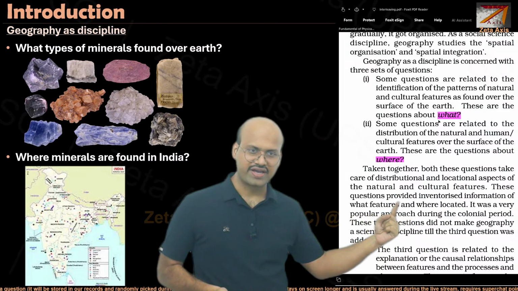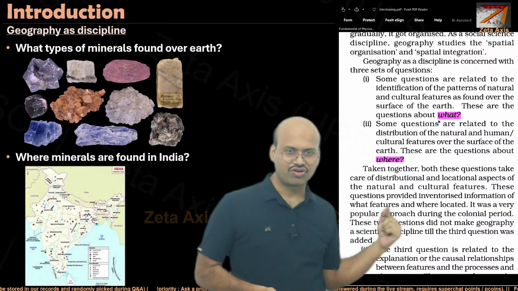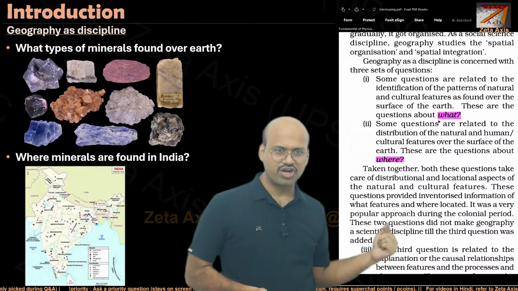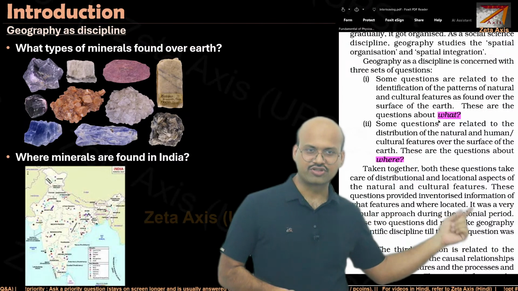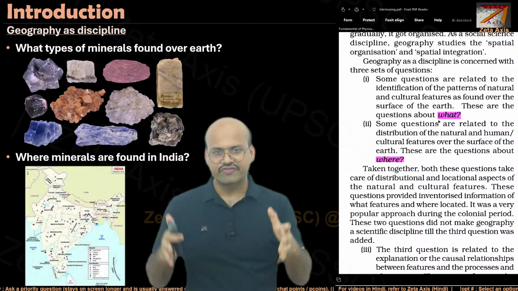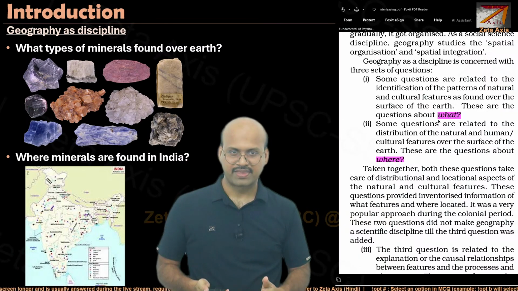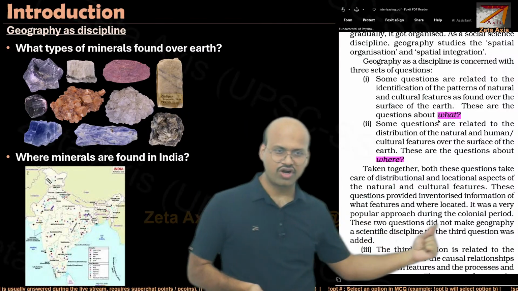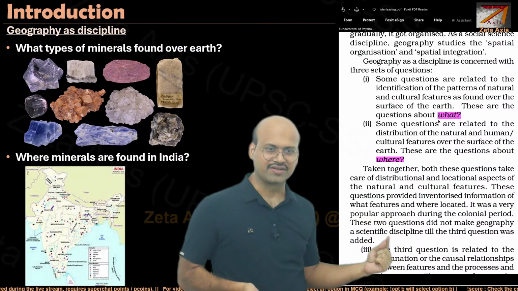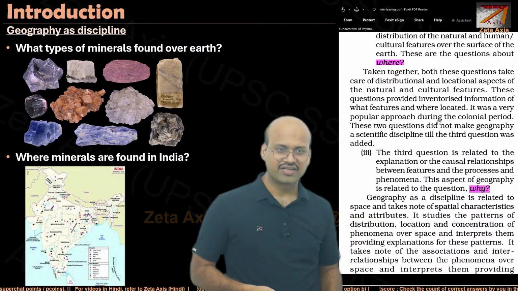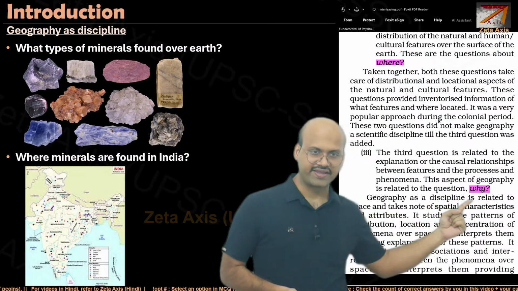These questions provide inventorized information of what features were located. It was a very popular approach during the colonial period. So these two questions were the key focus of any geographer in the time of the colonial period. However, these two questions did not make geography a scientific discipline till the third question was added. And what was the third question? The third question was the question of why.